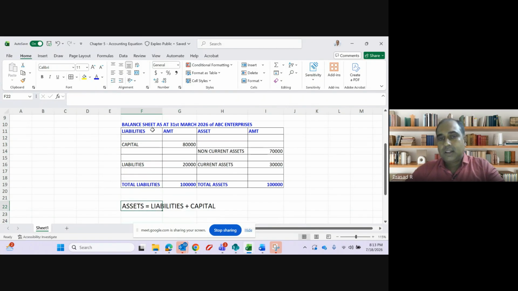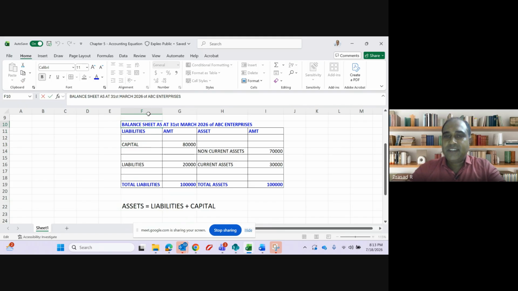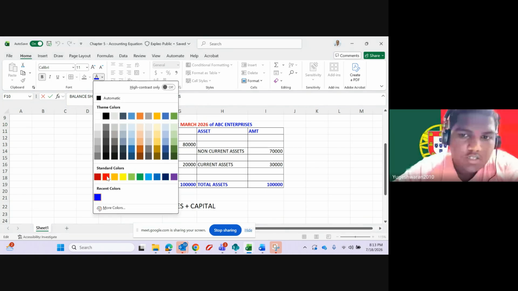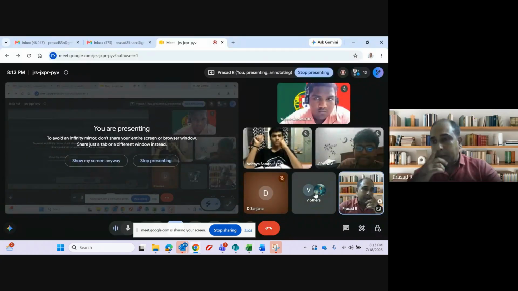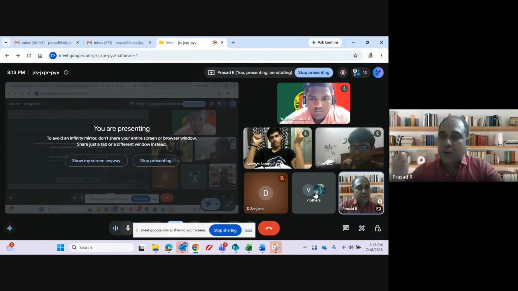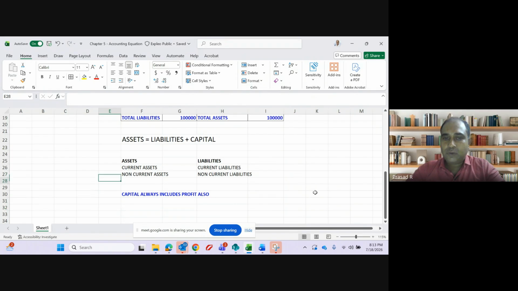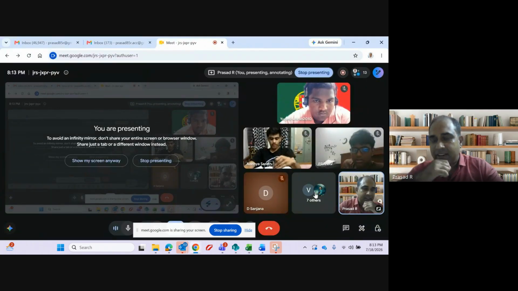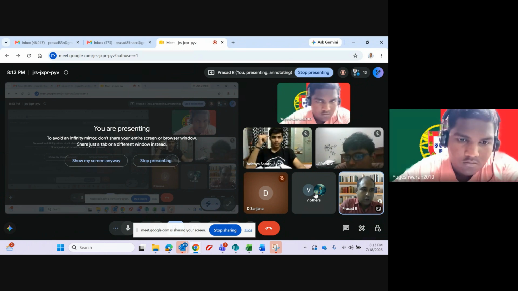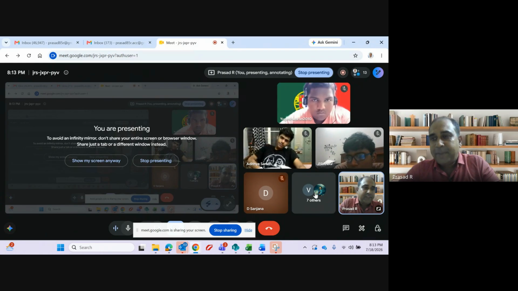Profit also. This capital, see, this balance sheet, what is the date of this balance sheet, guys? 31st March 2026. That means the capital which is appearing in the balance sheet is called closing capital. If it is a 31st March balance sheet, this capital will be called closing capital. If it is a 1st April balance sheet, this capital will be called opening capital.